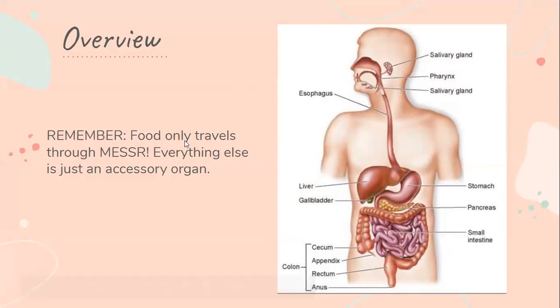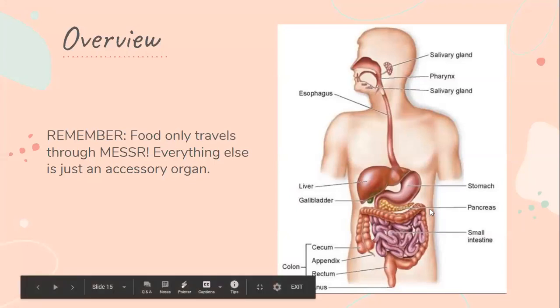And remember, food only travels through MESSER. Everything else is just an accessory organ. So MESSER, if you recall, is your mouth, esophagus, stomach, small intestine, and rectum. And all these other things like your liver here, your gallbladder, your pancreas, and your colon, everything here, it's just to help. Food doesn't actually go through it.